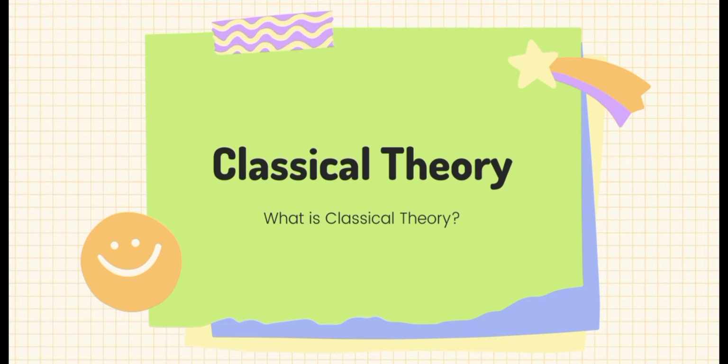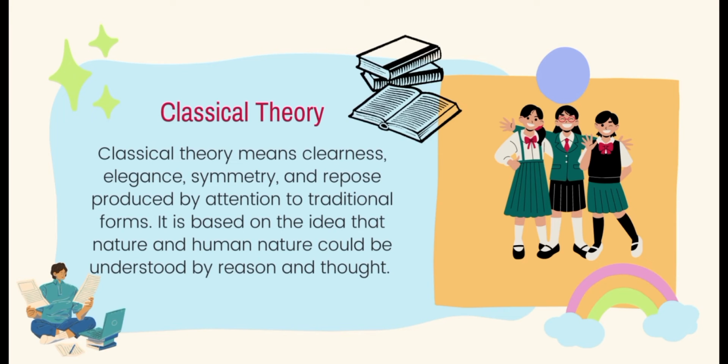What is classical theory? Classical theory means clearness, elegance, symmetry, and repose produced by attention to traditional forms. It is based on the idea that nature and human nature could be understood by reason and thought.